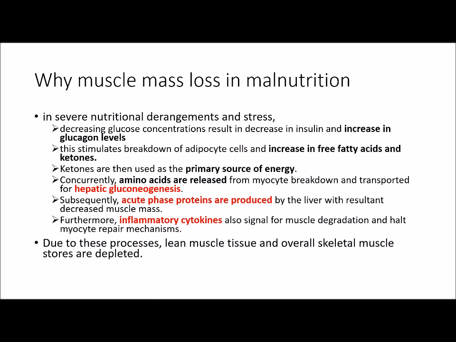Monocytes are also breaking down at that time, and they are basically transported for what? For hepatic neoglucogenesis. So the proteins are being released, right? So amino acids and the fatty acids are both being broken down. At the same time, the acute phase proteins are being produced by the liver. As a result of these inflammatory cytokines and the acute phase proteins, muscle degradation is occurring and it is halting the myocyte repair mechanism.